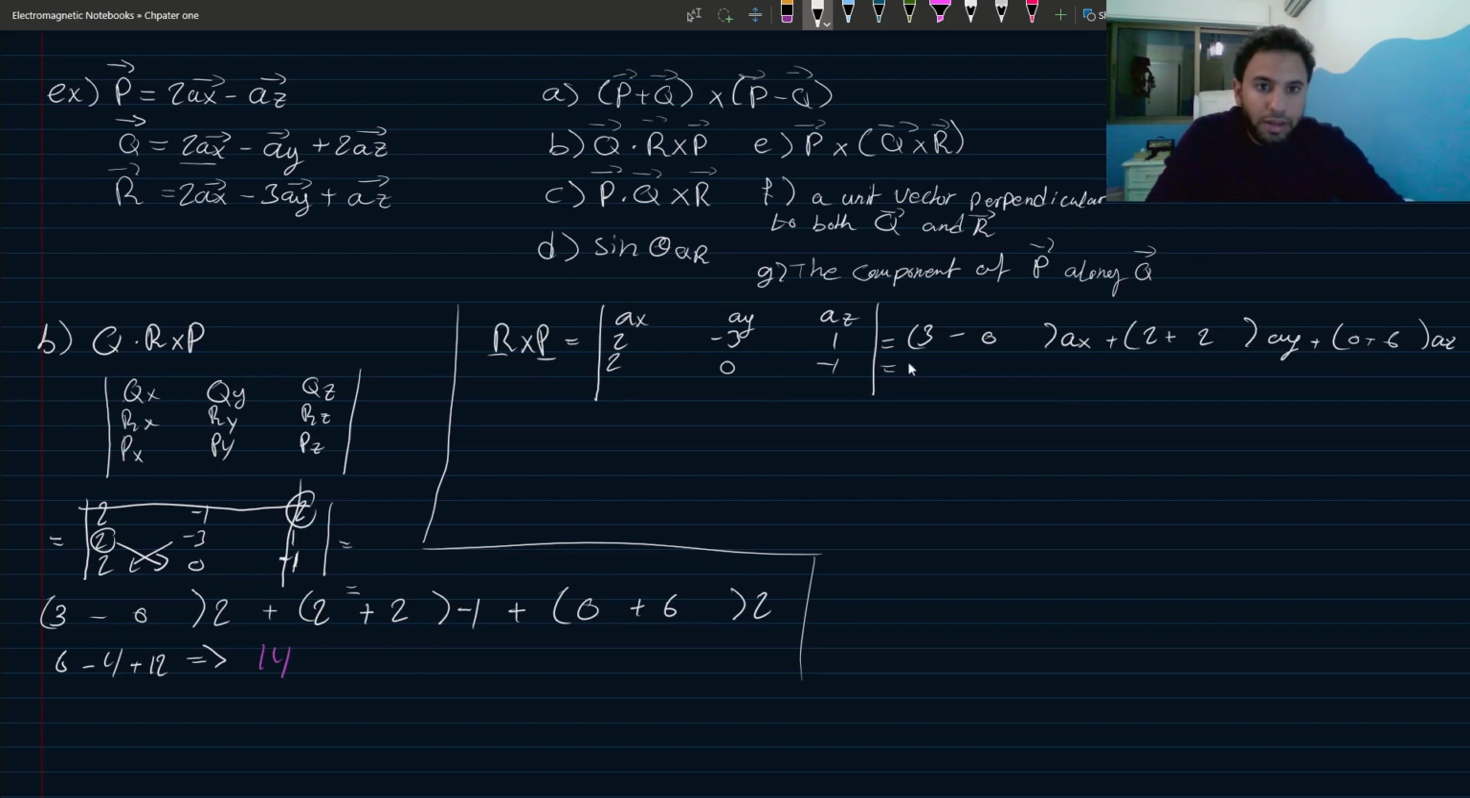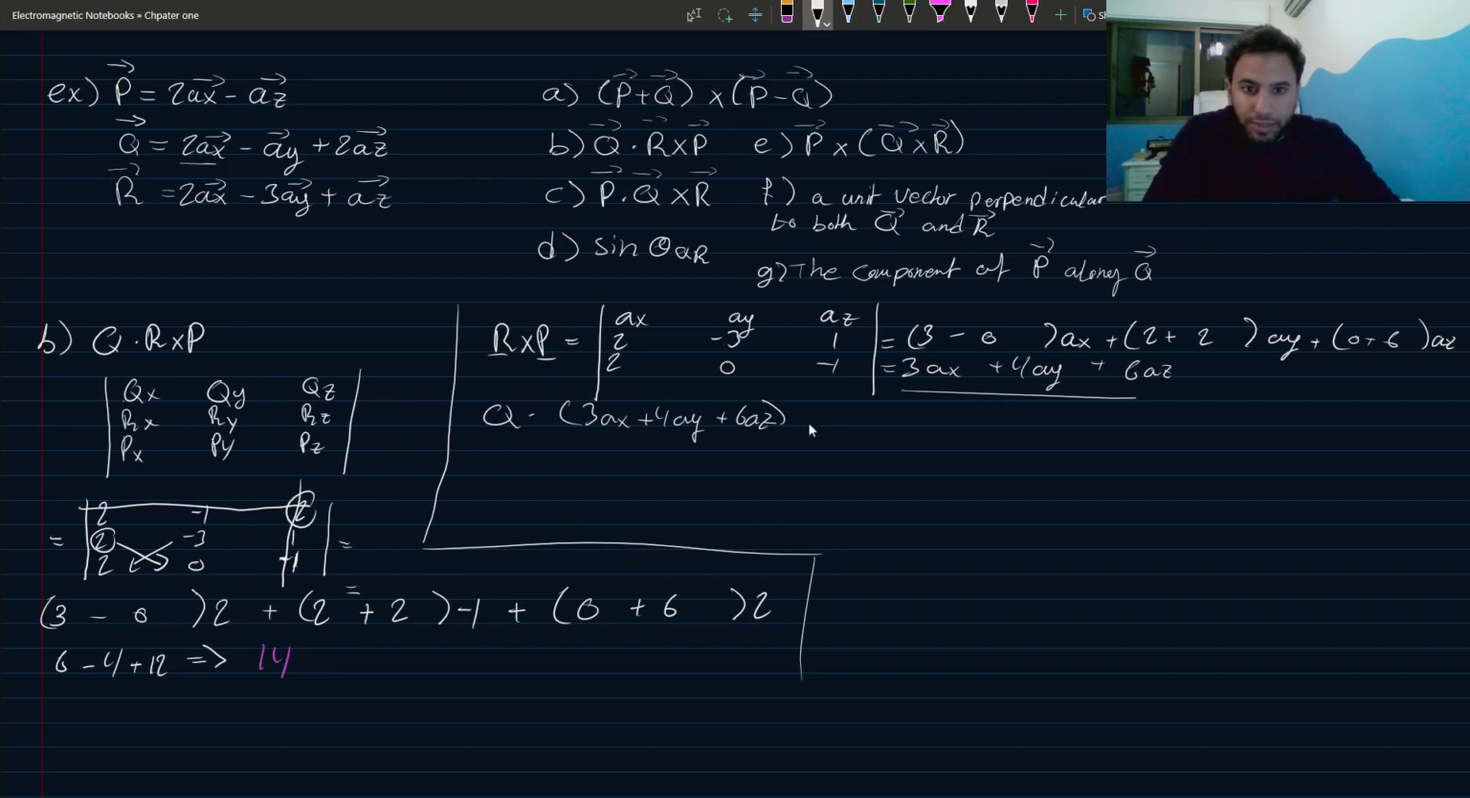And then we say 3AX plus 4AY plus 6AZ. Now we dot product Q dot this new vector 3AX plus 4AY plus 6AZ. Let's see if it has the same answer.